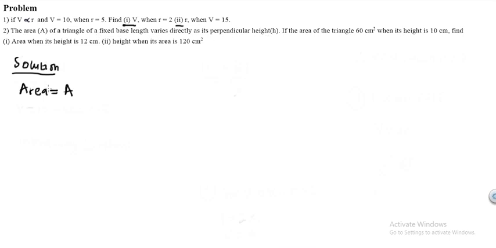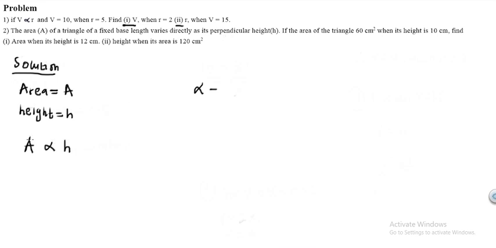Now the two key players here are the area and the height. So what it says is that the area of a triangle of a fixed base length varies directly. That means to interpret this, we write this as A. Now remember, this symbol can be interpreted as varies or proportional to. Okay, so we write it as varies. A varies directly as its perpendicular height.